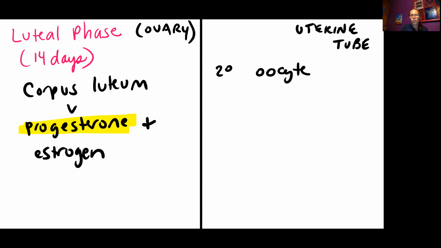Now that we no longer have a follicle, we are going to be moving into the luteal phase. Now, in the ovary, those cells that were the follicle become the corpus luteum. And so, of course, that's how we're getting this name for the luteal phase.